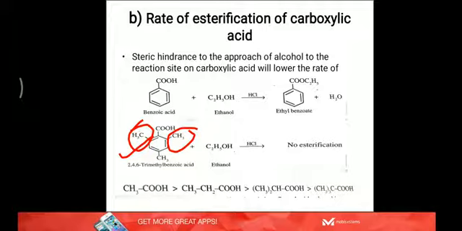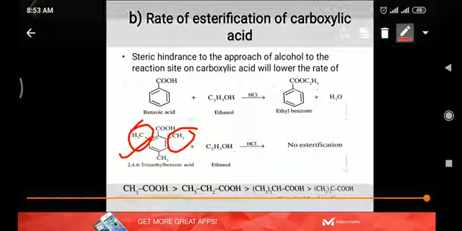In the second example down, if you take acetic acid, propanoic acid, or you can say propionic acid, similarly 2-methyl propanoic acid, 2,2-dimethyl propanoic acid, etc., where branching increases or steric crowding increases near the carboxylic group, what happens to the rate of esterification? It decreases. Here the most reactive is found to be acetic acid, where there is no steric crowding near the carboxylic carbon, and tertiary butyl carboxylic acid is least reactive because there is maximum steric crowding near the carboxylic carbon.